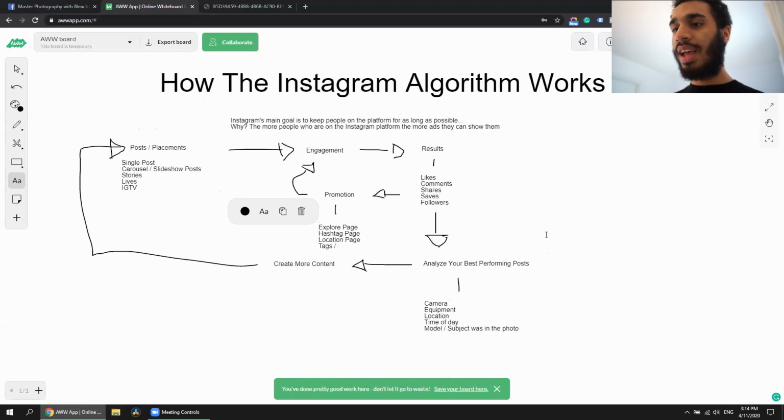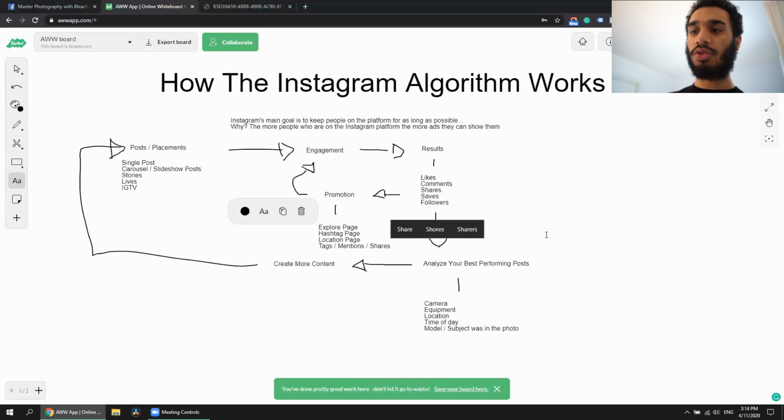Tags. So this is not a specific placement, but it's what happens organically if you use the algorithm properly. So tags, you get a lot of tags, mentions, and shares. So people will share you onto their story, people will tag you, mention you, comment your name, etc.